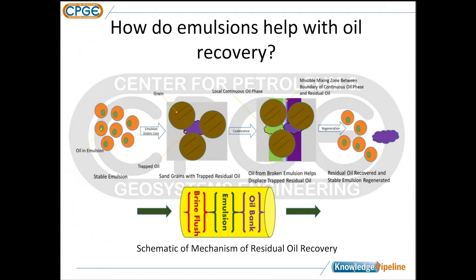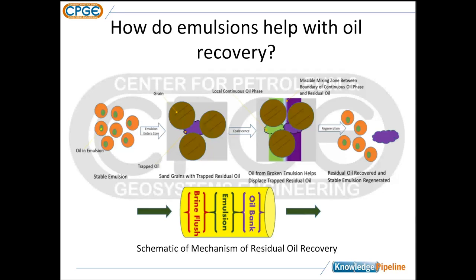Now, how do we use these stabilized emulsions to help with oil recovery? Here's an illustration of how this works. So starting at the left, we have an oil and water emulsion, and we can push this emulsion into a core or a reservoir that has residual oil in it. So that's shown here by the second picture with residual oil among some grains.